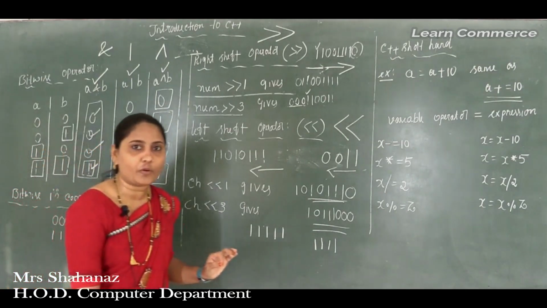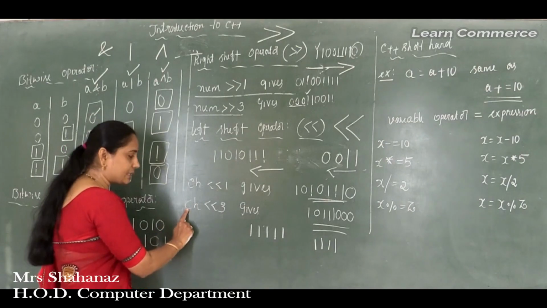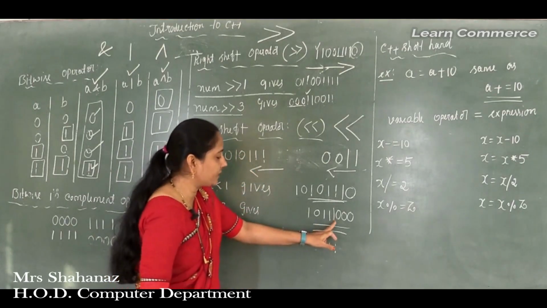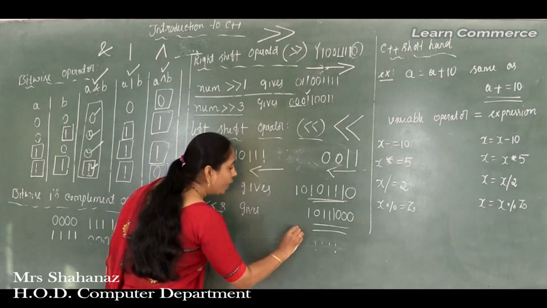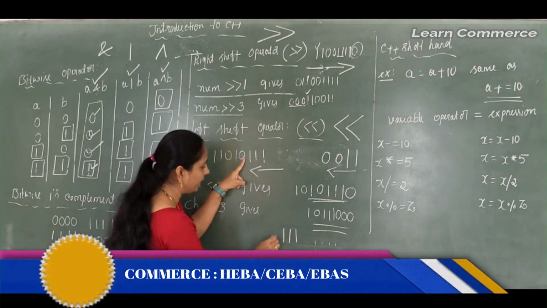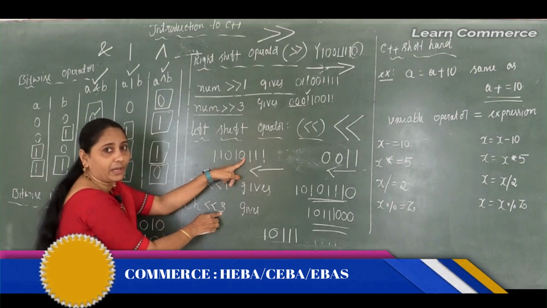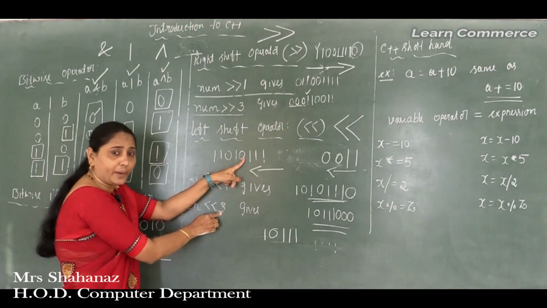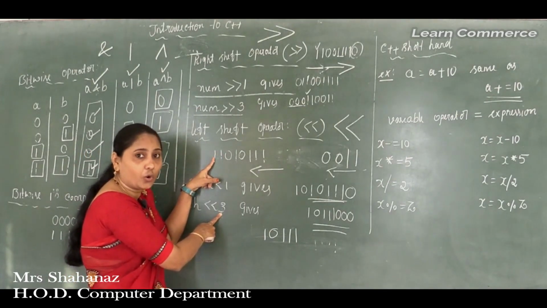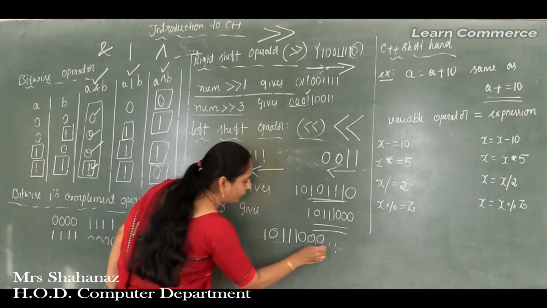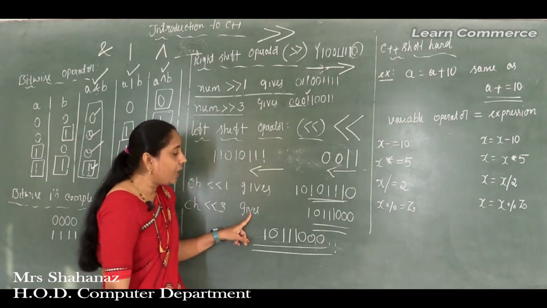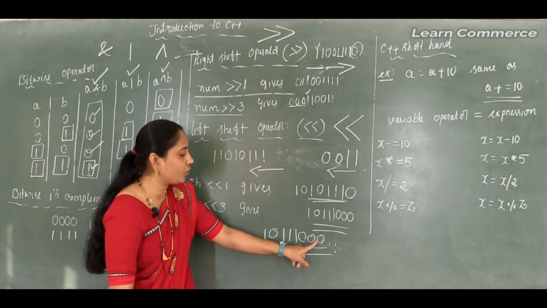Now let's see the last example for the left shift operator. ch left shift 3 gives the result as follows. We know how we need to start in this case: first of all we start by using this point. So 1 1 1, 1 1 1, and next 0 1. Now three values we need to add to the right of the number, so zeros are added to the right of the number. So the answer of ch left shift 3 is 1 0 1 1 1 0 0 0. Clear this point here.